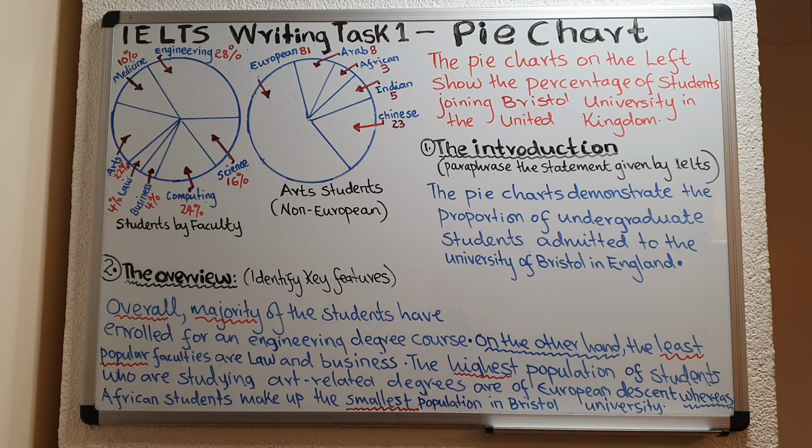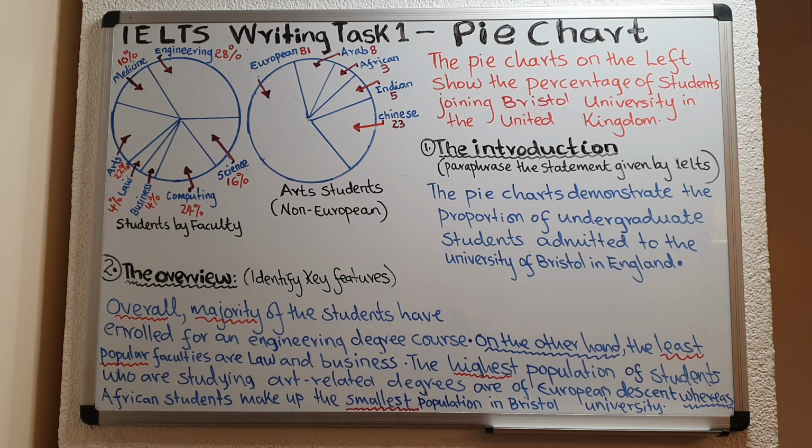You're supposed to write your task 1 in 20 minutes. You should write more than 150 words. IELTS writing task 1 is worth only about 33% of your total writing marks. The rest of the marks go to writing task 2.